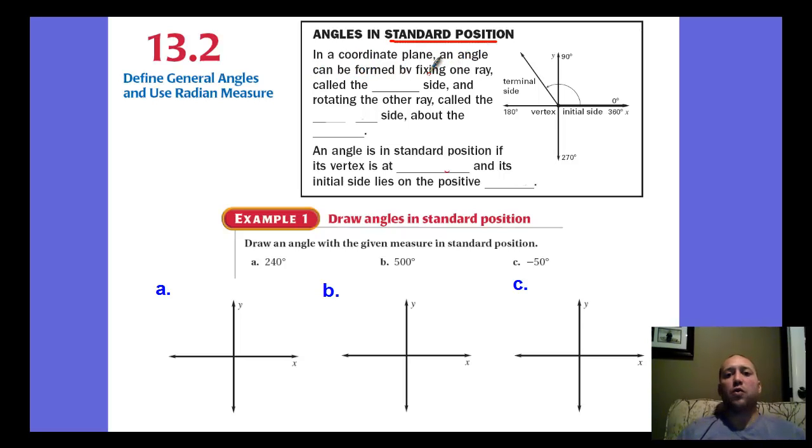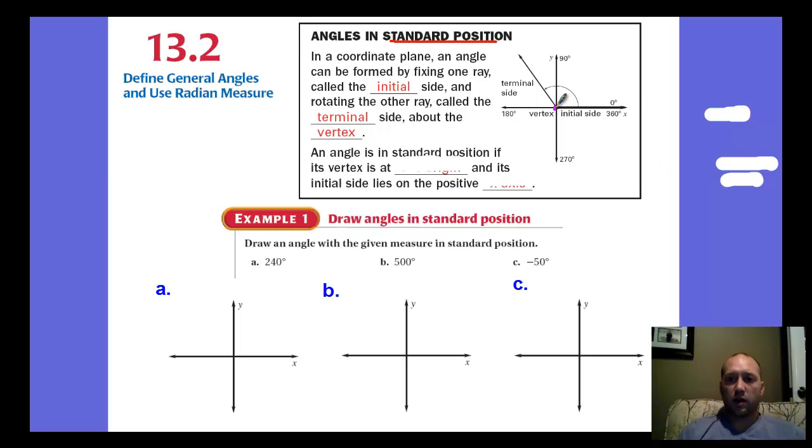An angle can be formed by fixing one ray, called the initial side, and rotating the other ray, called the terminal side, about the vertex. We have the vertex point right here. Then we have the initial side, which is on the x-axis. Then we have a terminal side, some ray that's been rotated off of the initial. That movement creates this angle, and that'd be the angle in standard position.